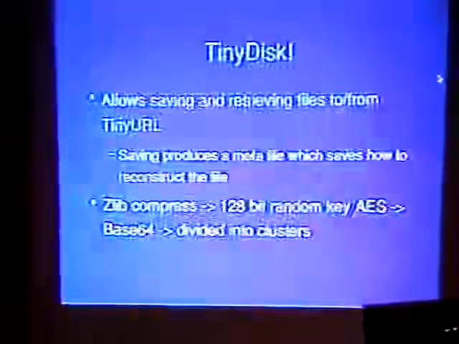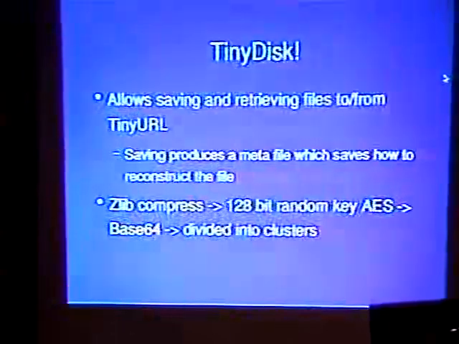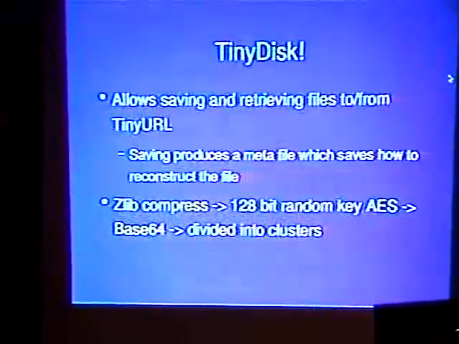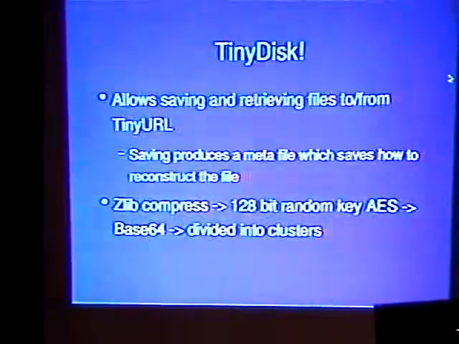You supply the metafile to the reading portion of the program, and it just goes and grabs it for you. So the first thing I do is I zlib compress it, using the deflate algorithm, because it's free and it's implemented in Perl and Java and all sorts of things. I randomly generate a 128-bit key, because I'm storing the key in the metafile. It doesn't have to be something I can remember. It's in the metafile, so I might as well make it really hard for people to crack. So you use a secure random number generator and just come up with 128 bits.